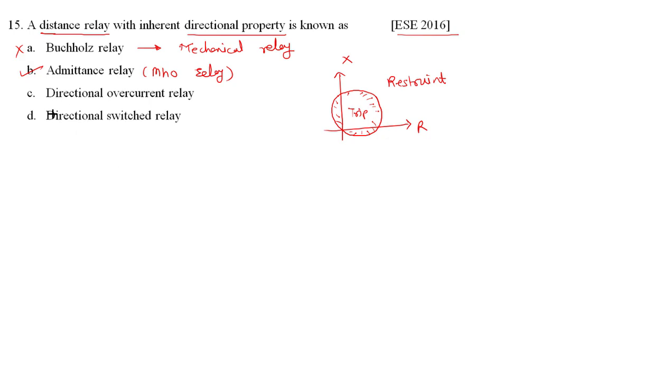Now option C, directional overcurrent relay. As the name itself says, it is directional, therefore it will possess a directional property, but it is an overcurrent relay, and the question is on distance relay, so this option is not correct. Directional switched relay is also not correct because it is not a distance relay. So the correct answer will be admittance relay or Mho relay, which possesses the directional property. That is actually the advantage of the Mho relay.